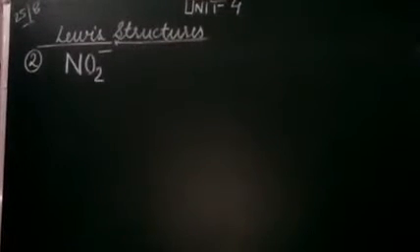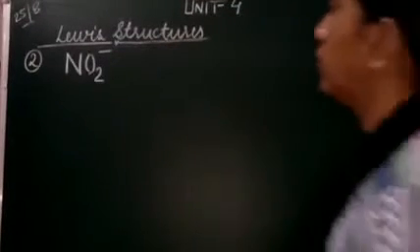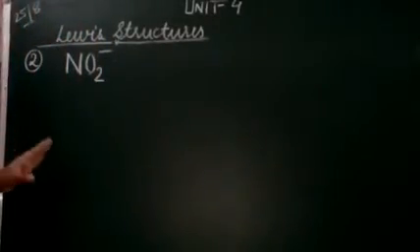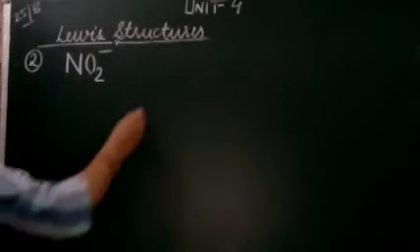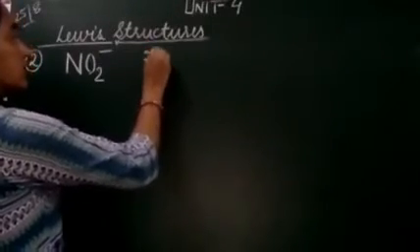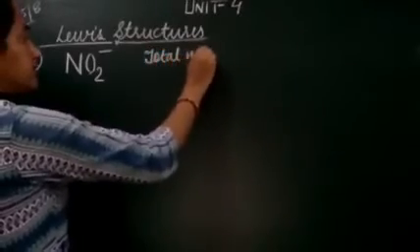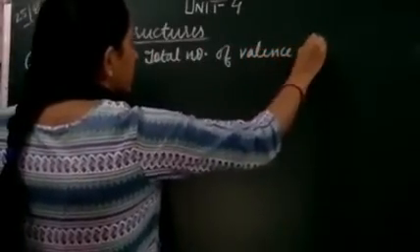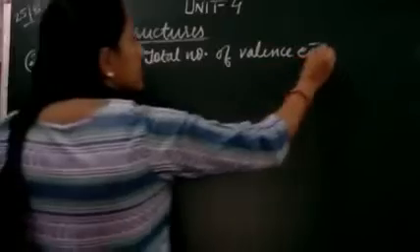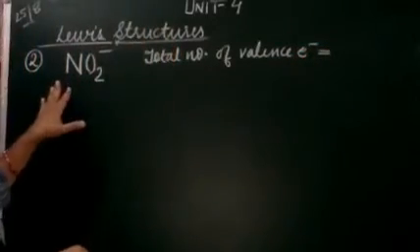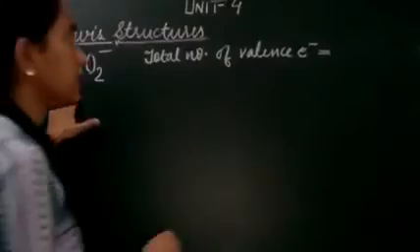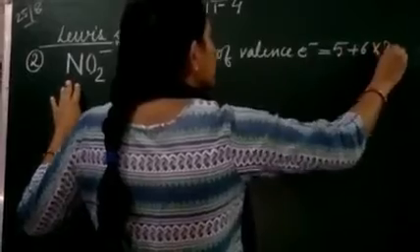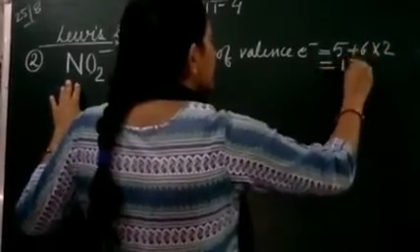Friends, we will draw the Lewis structure of an anion, that is NO2 negative here. For that, we will first write down the total number of valence electrons available in this species. Nitrogen atomic number is 7, so from nitrogen we will have 5. Oxygen is 6 into 2. So overall we have here 17.